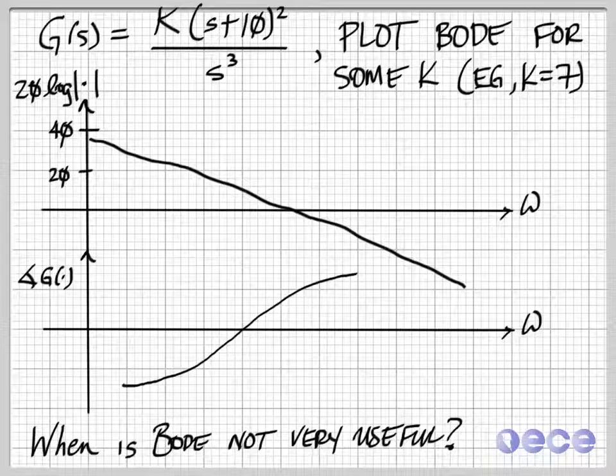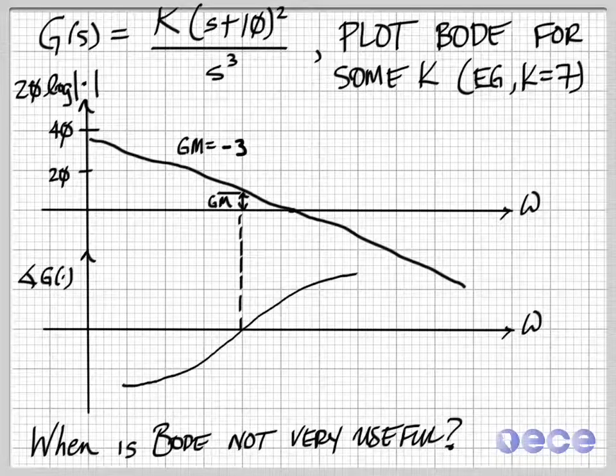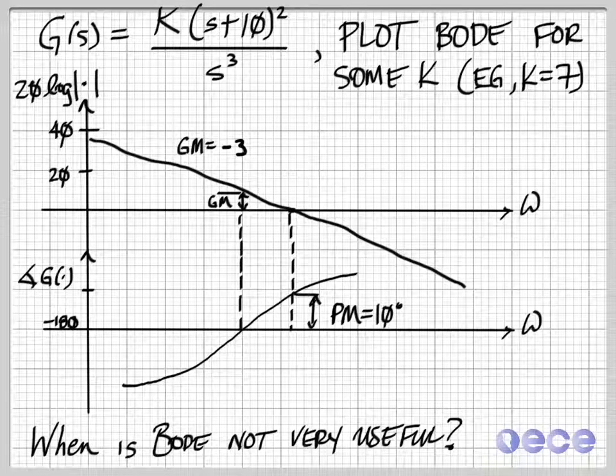But if we look at the complementary phase, we start out at a terrible value, minus 270, and then as we add two more zeros, we're going to eventually work our way back up above minus 180, but it's going to take a while to do it. And if we look at our gain margin, which is where we pass minus 180, it's equal to minus 3, so that tells us that we're not stable. But our phase margin is positive, 10 degrees.